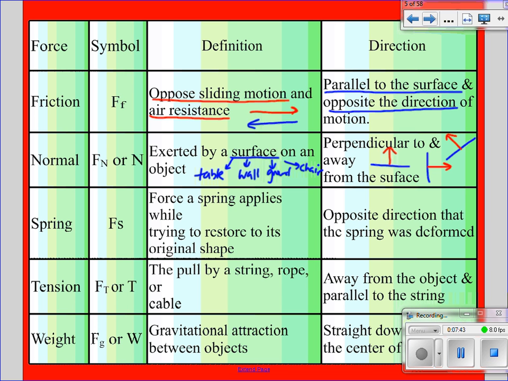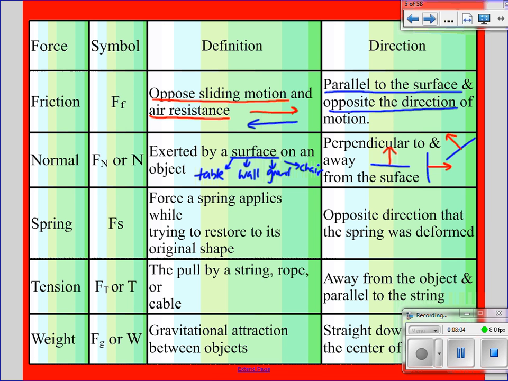Now, let's look at the third one. The third one is a spring force. This is going to be a force that's applied while using a spring. Specifically, it's the force applied by the spring in order to restore itself back to its original shape. Now, what's the direction that the spring force will point? Notice this, the direction is opposite that the spring was deformed.